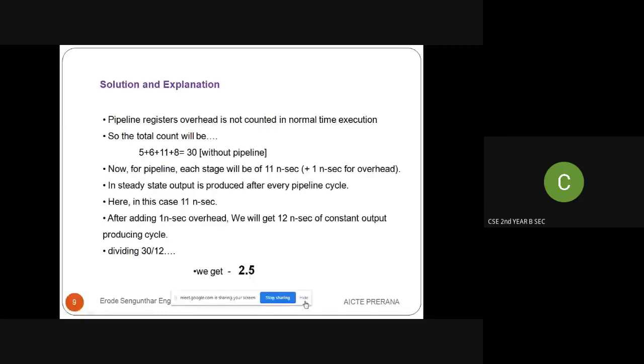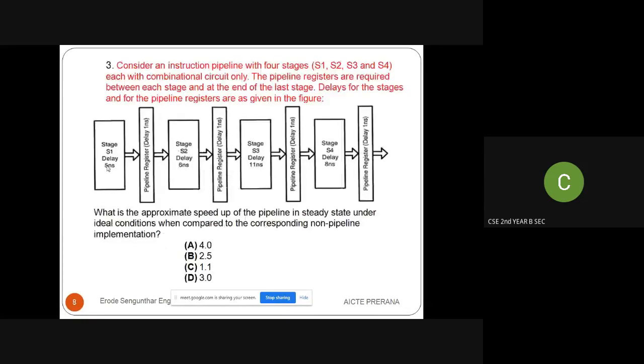So pipeline register overhead is not counted in normal time execution, right? So at normal time, that is when pipeline is not there in our process, then there will be no delay, right? After stage 1, stage 2 will be carried out. After stage 2, 3 will be carried out, and then 4th will be carried out. So it goes in a sequential way, without pipeline register delay.